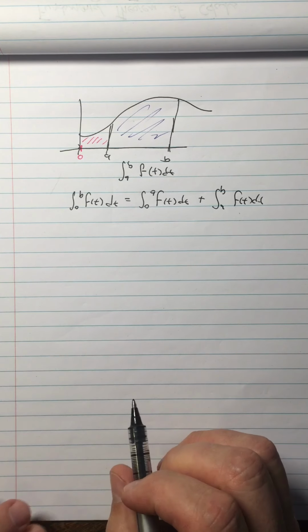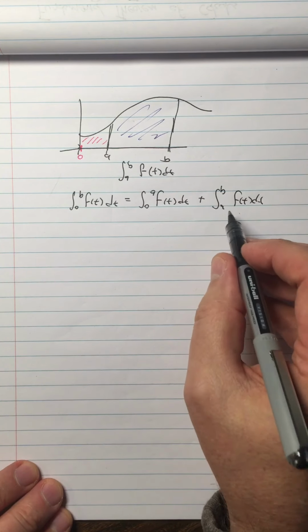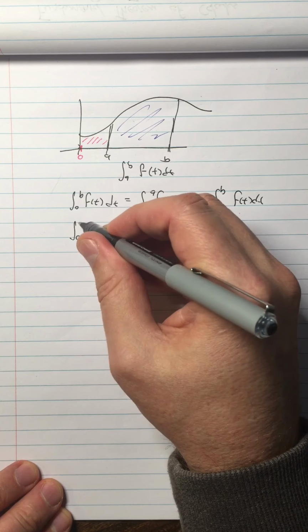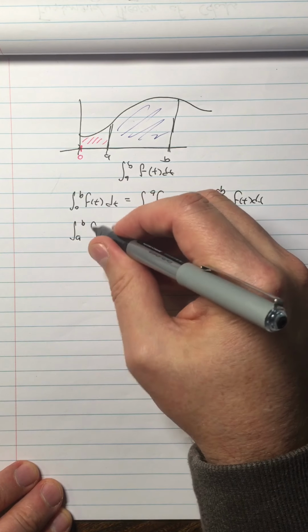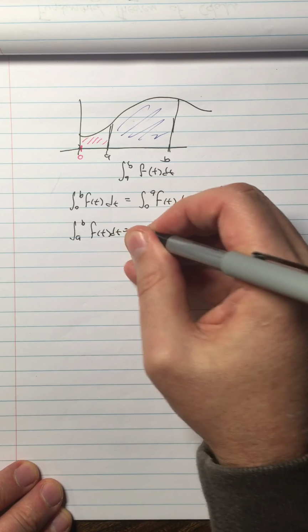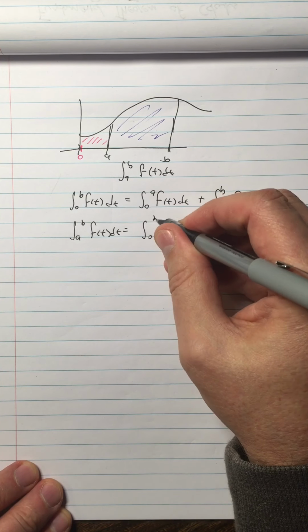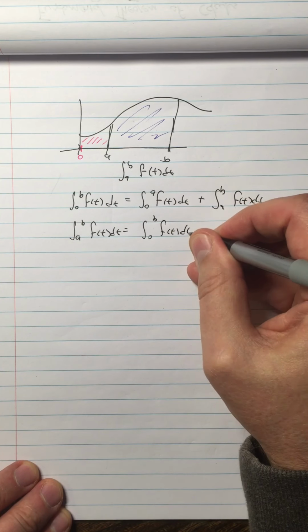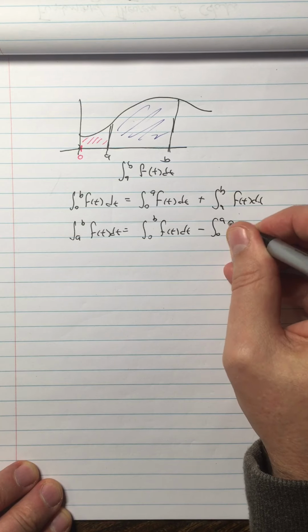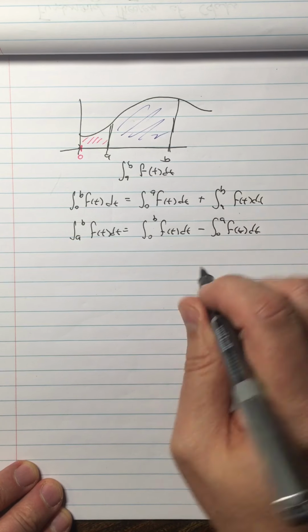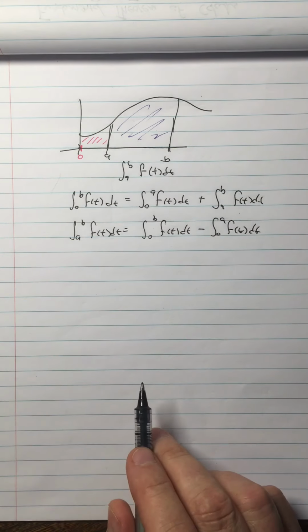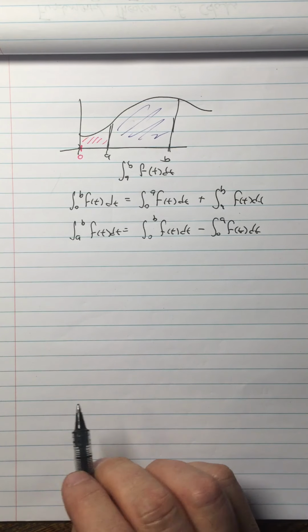Then we play around with them algebraically, because what we're really interested in is the integral from a to b. So the integral from a to b of f of t dt is equal to the integral from 0 to b of f of t dt minus the integral from 0 to a of f of t dt. That's just solving this equation for the integral from a to b, because that's what I'm interested in.